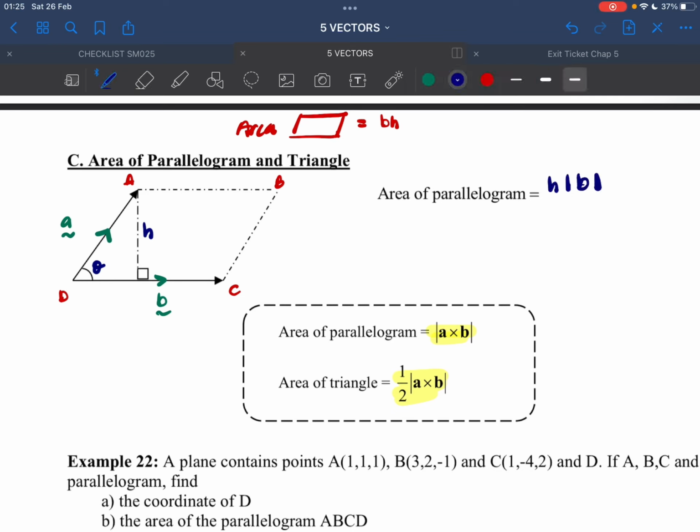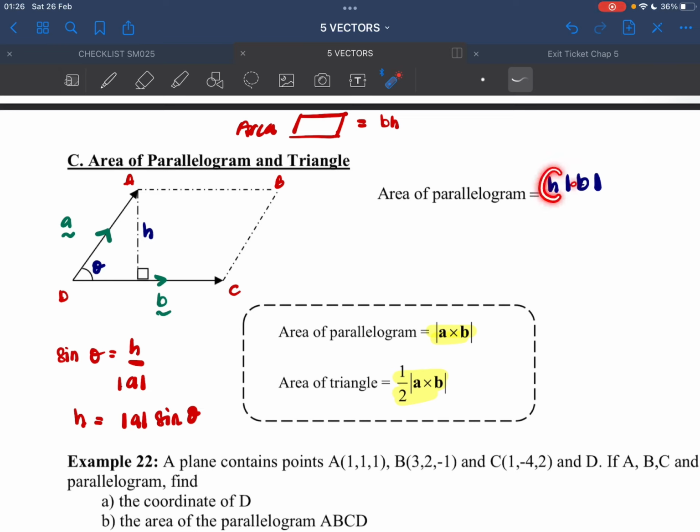So now from here we have theta. Okay, if you can remember your trigonometry, sine theta is opposite over hypotenuse. Okay, so opposite is the H here, the hypotenuse is A. A is the vector, we want to find the value, which here is the magnitude of A. So now let's replace this H here as magnitude of A sine theta.